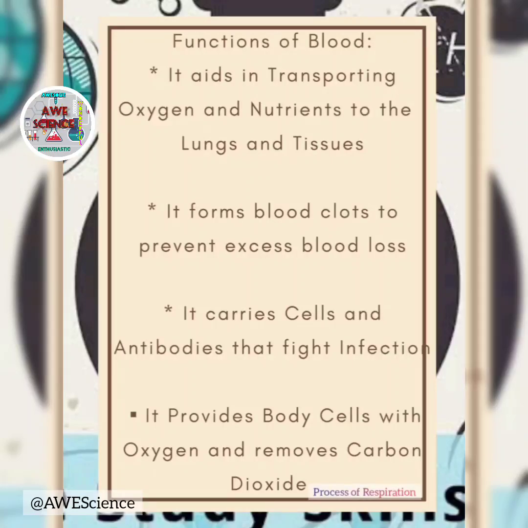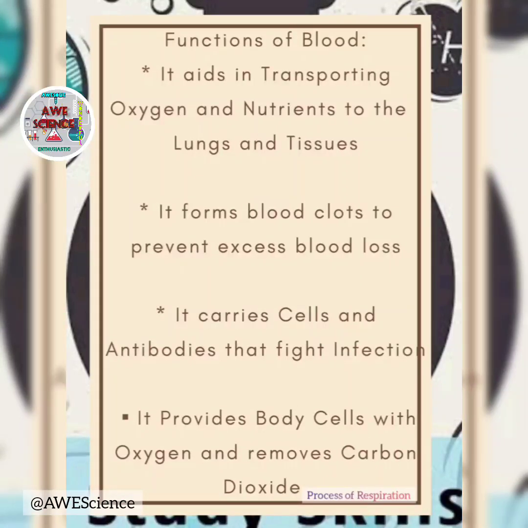Now let's talk about the functions of the blood. The blood aids in transporting oxygen and nutrients to the lungs and the tissues present in our body. It forms blood clots to prevent excess blood loss. It carries cells and antibodies to fight infection that a person might be suffering from. It provides body cells with oxygen and removes carbon dioxide, as we see in the process of respiration.